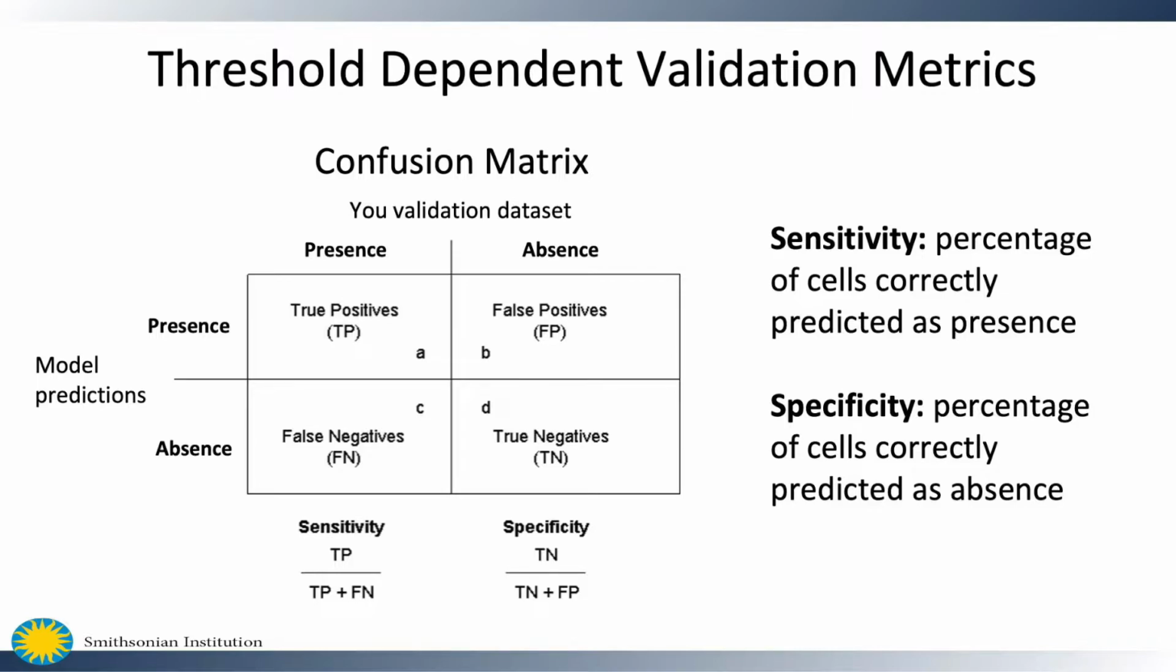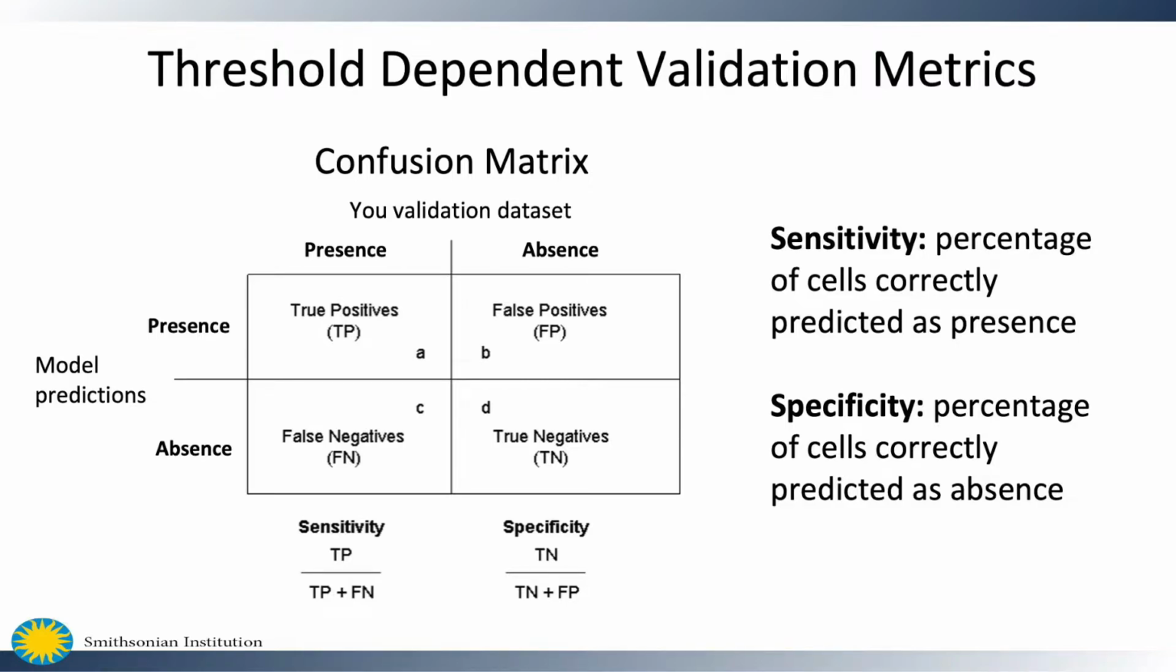So we will have true positives, those cases where the model correctly predicted the presence; false positives, where the model incorrectly predicted the presence and in reality it was an absence; then false negatives, where the model incorrectly predicted an absence where in reality there is a presence; and the true negatives, where the model correctly predicted an absence. We want to maximize those true positives and true negatives and minimize the false positives and false negatives.